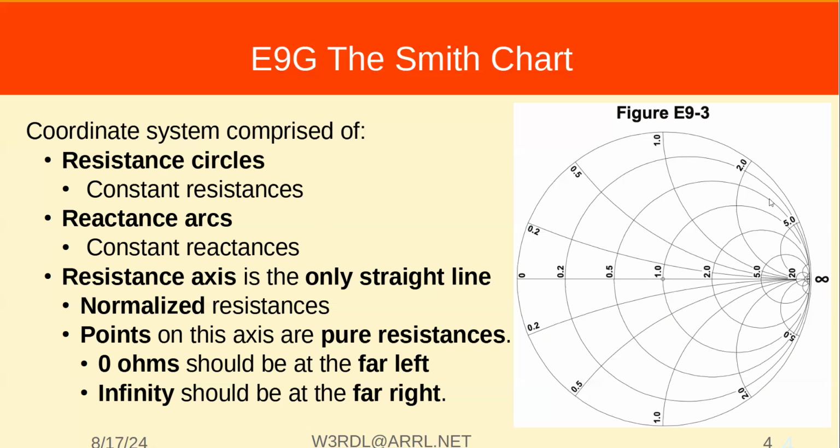So the resistance circles give you constant normalized resistance. So here, the 1 would typically be the 50 ohm circle. So any point on that line is going to be 50 ohms. And the reactance arcs are all the same reactance. So this one would be 50 ohms of inductive reactance or 50 ohms of capacitive reactance. And any point on this horizontal line is going to be a pure resistance.